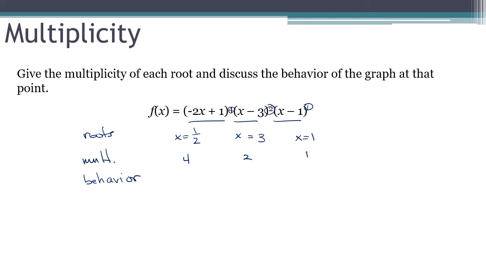At x equals 1/2, it touches because 4 is even. 2 is even, so it touches here as well. And 1 is odd, so it's going to pass through the x-axis at that intercept.